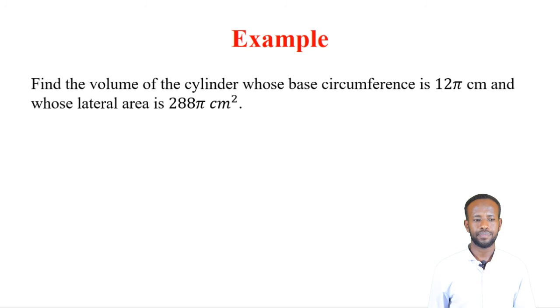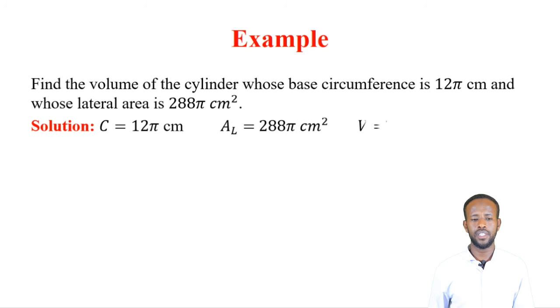Follow with me. Solution: C stands for the circumference, the lateral surface area is equal to 288π, and the volume is what is asked. One thing, if you understand the question, you are a person who has got half of the answer. Circumference is what? The perimeter of the circle is called circumference. Okay. Volume is obtained by what formula?